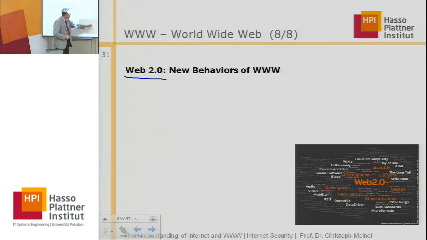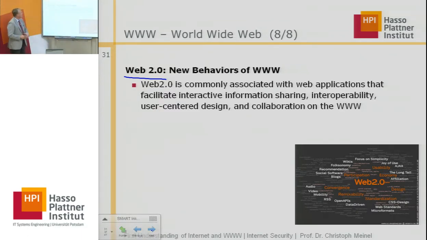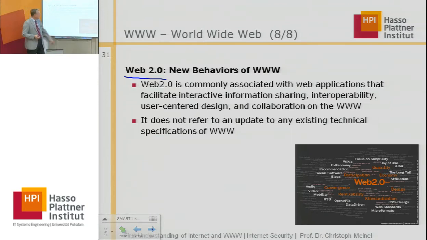And if you see the things that are provided in the new World Wide Web, they are commonly associated with new web applications where people themselves can publish content. So with a lot of interactive information sharing possibilities, interoperability, user-centric design, collaboration on the web. So we see applications like blogs, folksonomy, wikis, long-tail affiliation, CSS data, RSS, mobility, video, audio, to mention only a few words. And also the already mentioned OpenHPI learning platform is a Web 2.0 application.